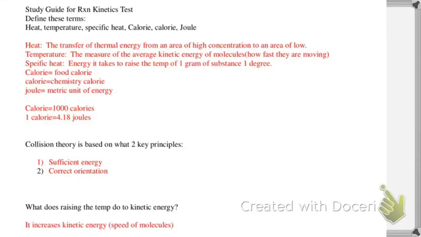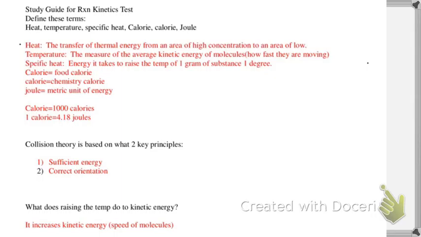Okay, so here is your review guide. The questions are in black, the new answers that I've just added are in red. So I defined heat and temperature and specific heat, what a calorie is, what a little c calorie is, and what a joule is. And then I gave you the conversions between a large C food calorie and little chemistry calories, and between little chemistry calories and joules. So joules are the smallest of all.